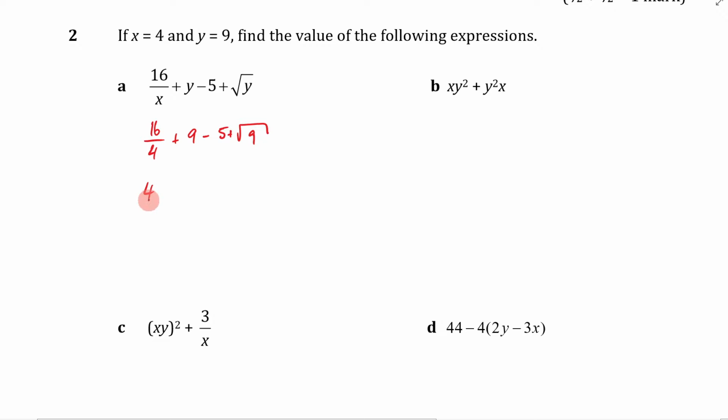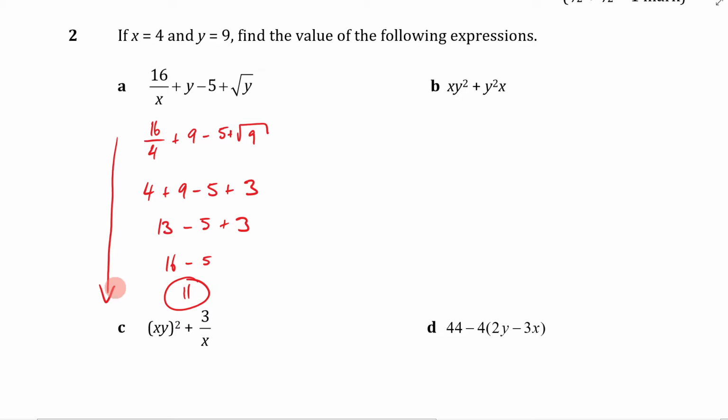This is going to be 4 plus 9 minus 5, and then the square root of 9 is 3. 4 plus 9 is 13, minus 5 plus 3. 13 plus 3 is 16, minus 5. It's going to be 11 as my answer. See how I just worked slowly down the page until I got it? I didn't make any big jumps. And that's because in a test, I want to secure as many marks as possible. I don't want to make any silly mistakes.